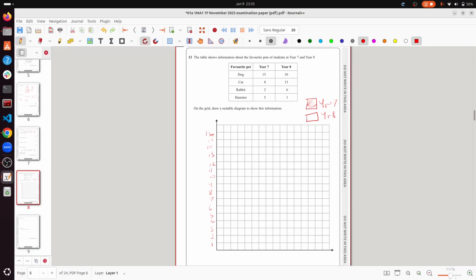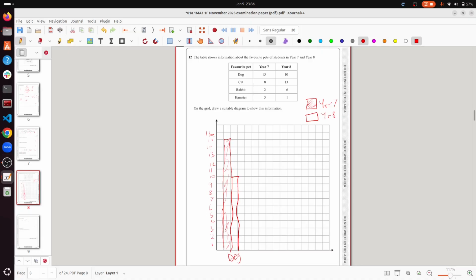So let's say for dog we have 15. I'm just going to use my freehand sketch, but please use a ruler. I'll find better ways of doing this in the future. So that's for my year 7 dog, and for year 8 that should be 10. So I'm just going to go from here, so I can say that's for dog.